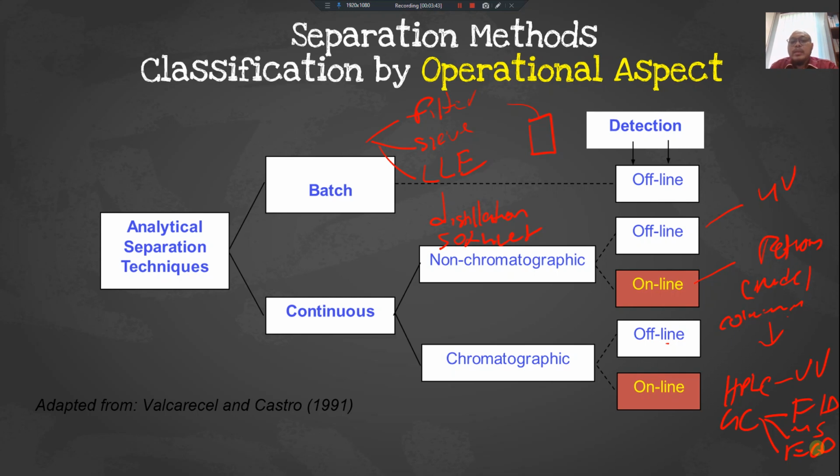So you need to be able to understand what kind of analysis you can do for each operational aspect.